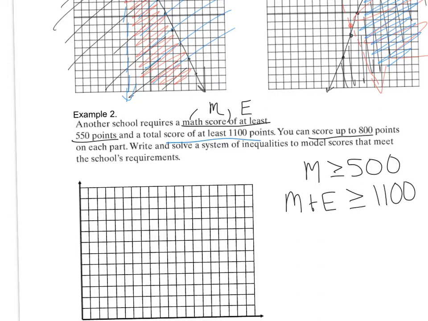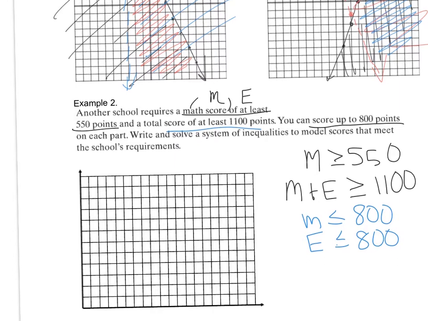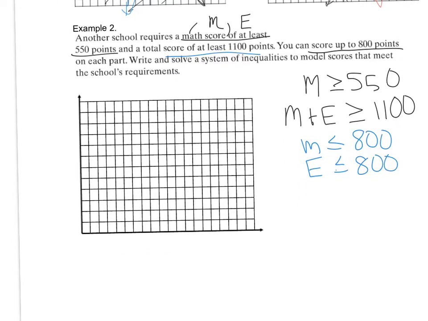You can score up to 800 points on each part. So up to means less than or equal to. So math has to be less than or equal to 800, and English has to be less than or equal to 800. So I see where I wrote 500 and not 550. Write and solve a system of inequalities to model scores that meet the school's requirements.